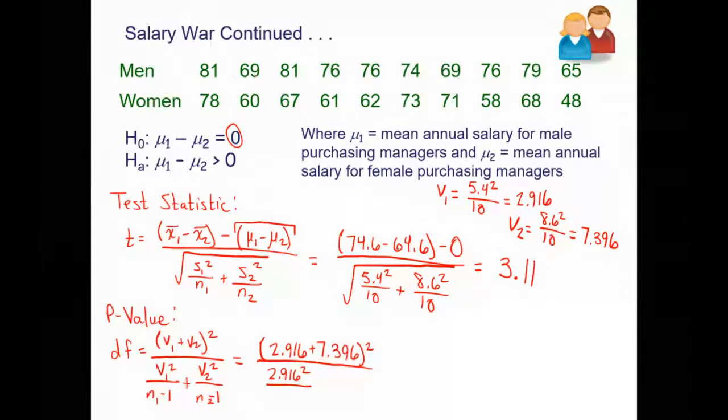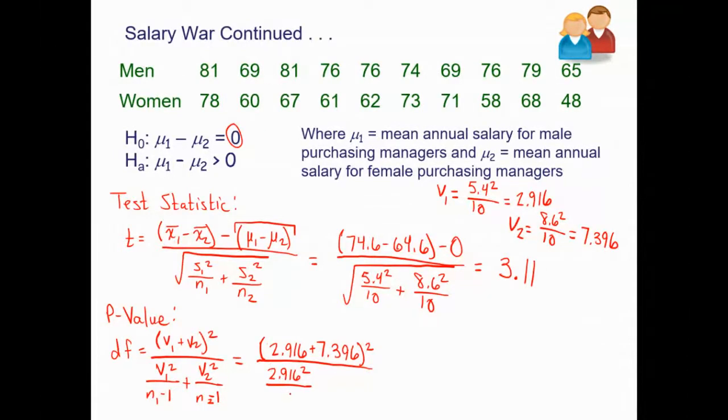We had 10 samples, so 10 minus 1 is 9. Plus V2, 7.396. Again, 10 samples, so 10 minus 1 is 9. We put all this in the calculator, we would get 15.14, which means how many degrees of freedom do I have? 15 degrees of freedom.